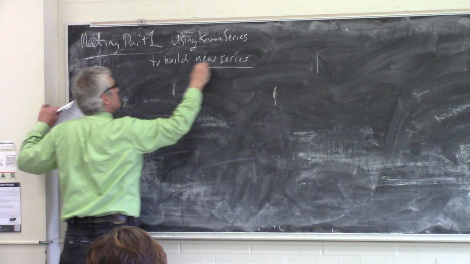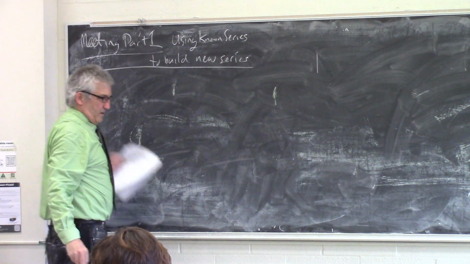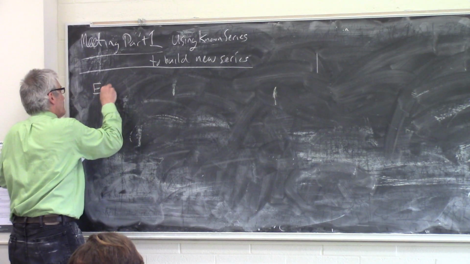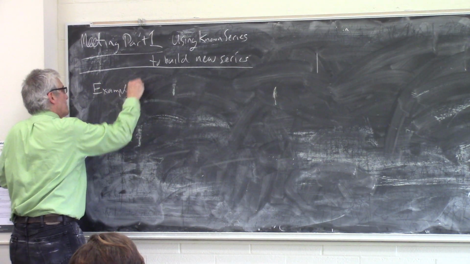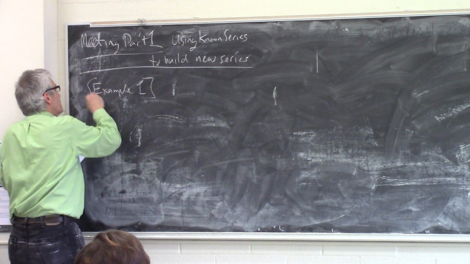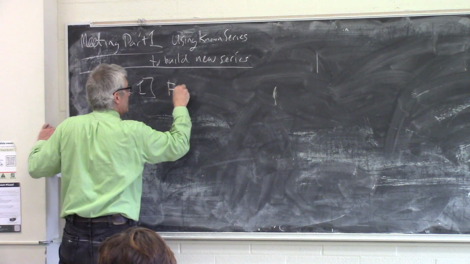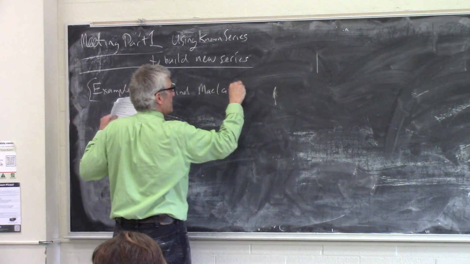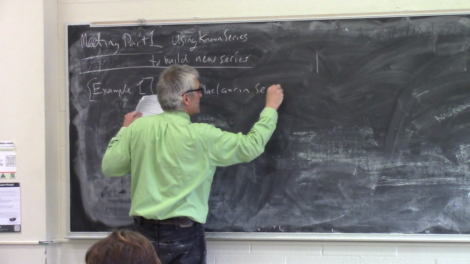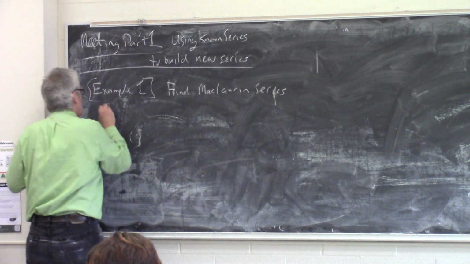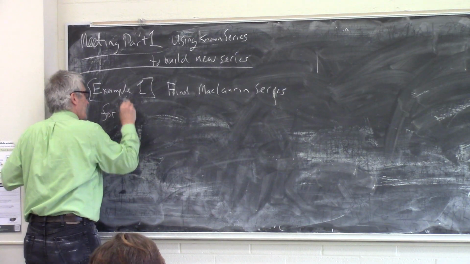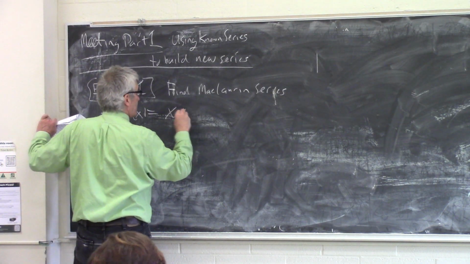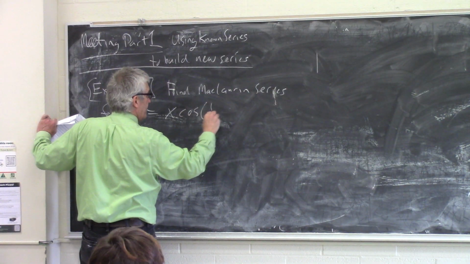So there's no new theory today. They're just examples. So example 1. Find the Maclaurin series for f of x equals x cos of 1/2 x squared.